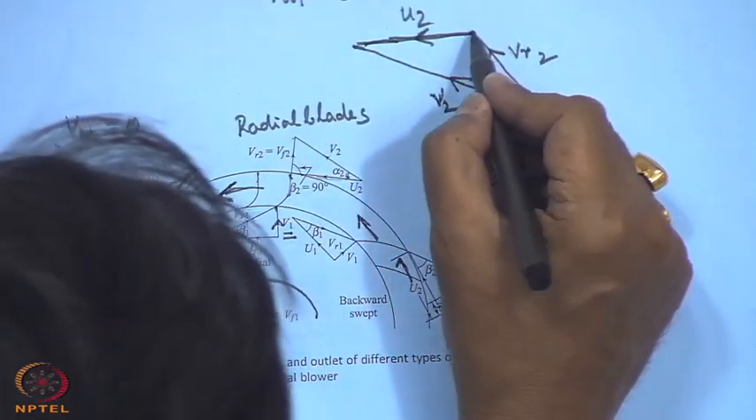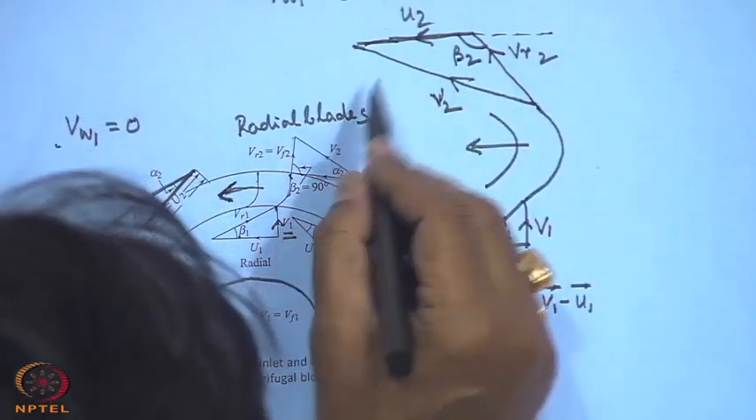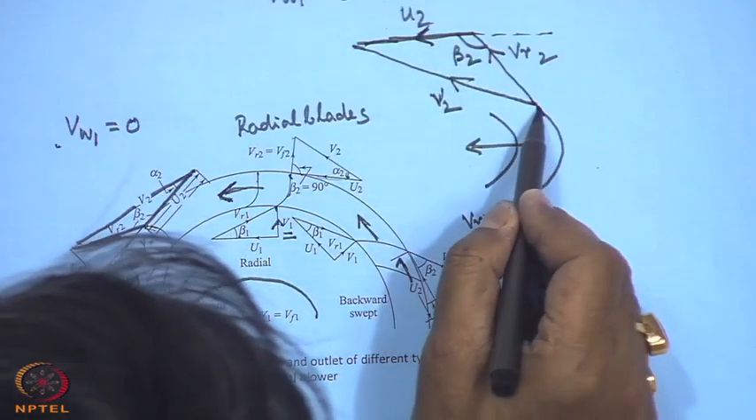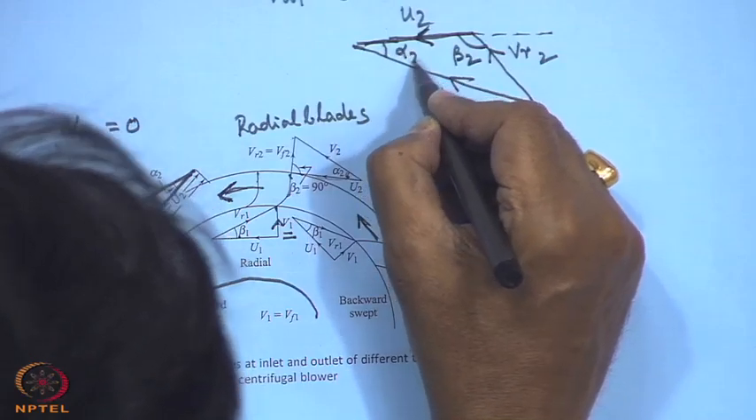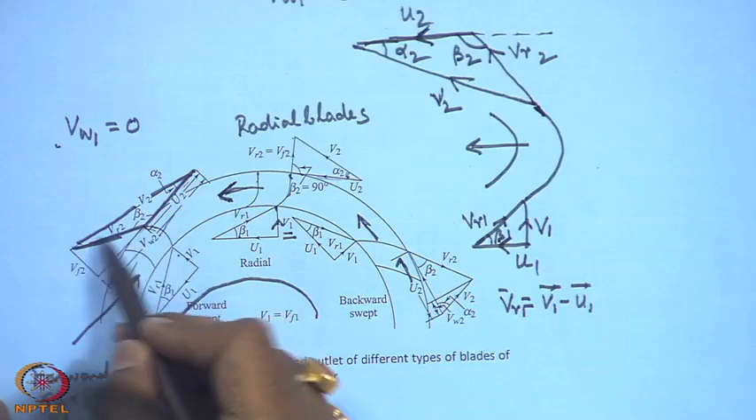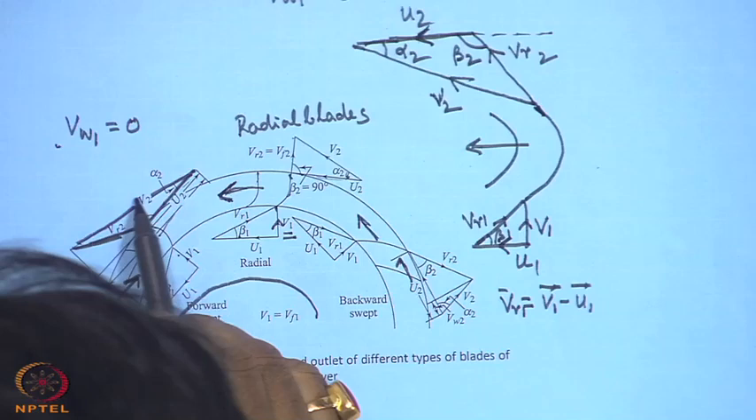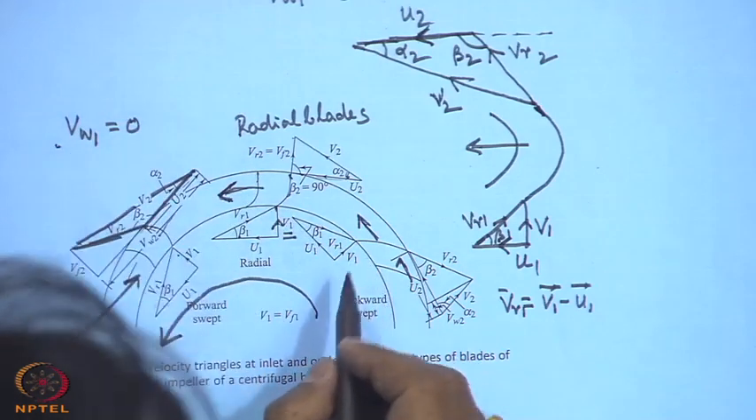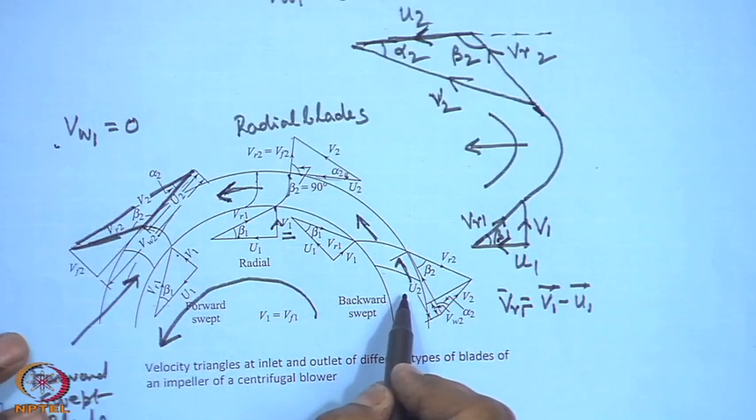In this case, this is defined as beta 2. That means, in the positive sense U2 is in this direction, with an obtuse angle. This angle is beta 2 with the tangent, and this angle is alpha 2. So, this is the velocity triangle which is shown here like this. I think you can see, but this diagram is very difficult to see, the things are not properly shown, not legible. However, now for a backward swept blade, this can be visible.